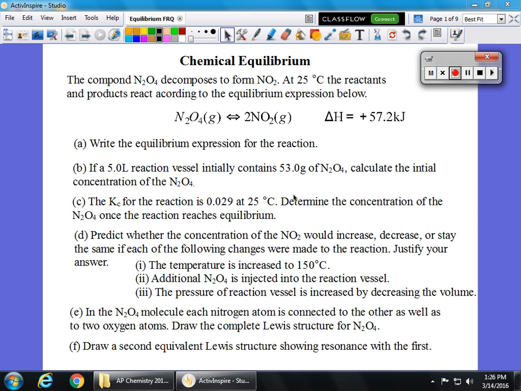This one's involving the decomposition of dinitrogen tetroxide into nitrogen dioxide. You're given a balanced chemical equation showing the equilibrium as well as the enthalpy change of the forward reaction. You're asked to write the equilibrium expression, calculate the initial concentrations, and then find the equilibrium concentration. So we're going to go through one step at a time.